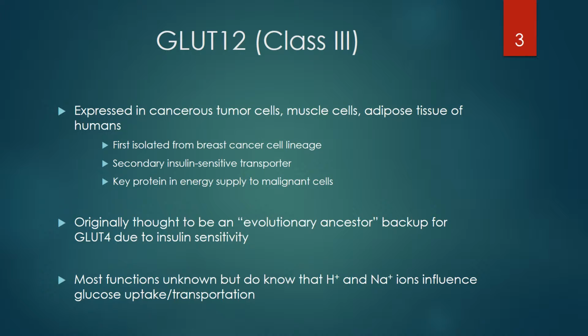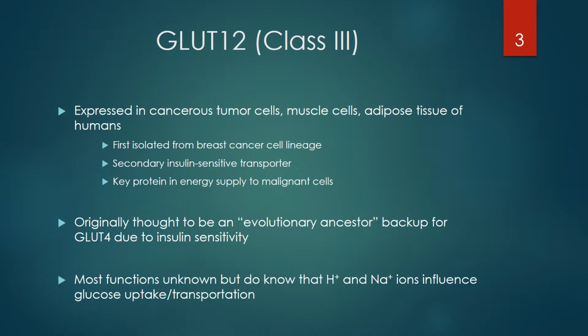And it was found to be most widely expressed in cancerous tumor cells, muscle cells, and adipose tissue in humans, and was first isolated from breast cancer cells, and was found to be a key protein in supplying energy to cancer cells that had been malignant and were continuing to grow.